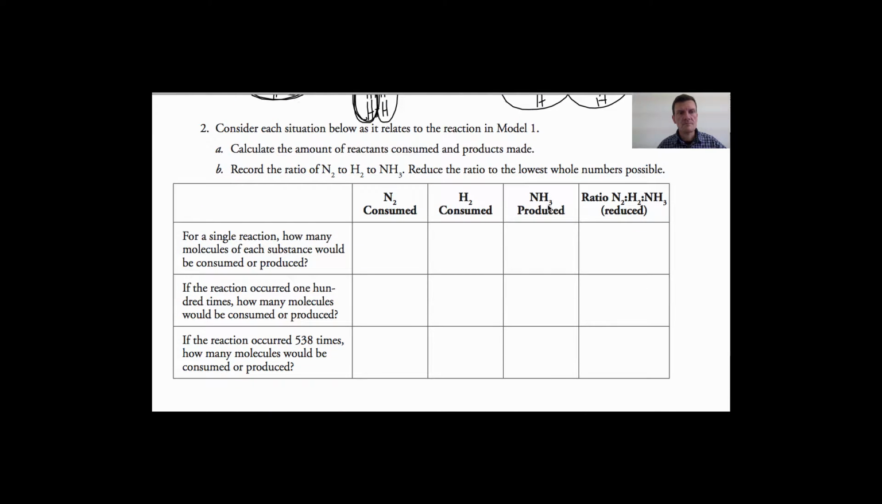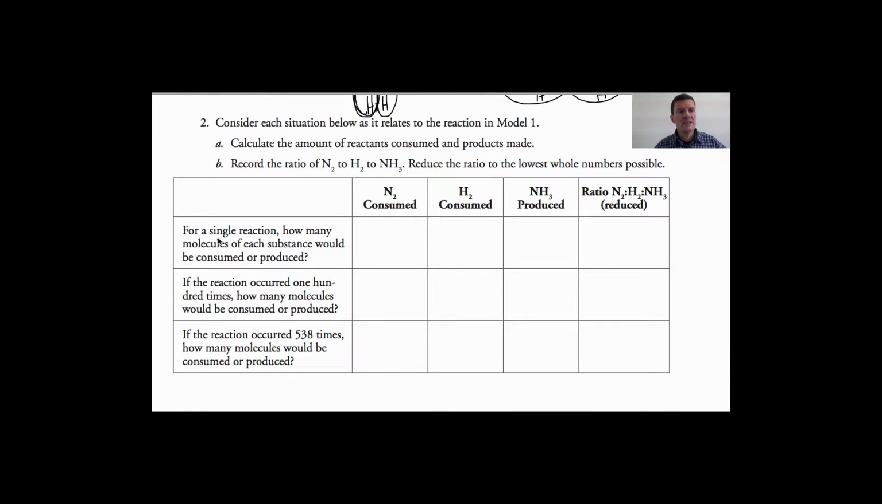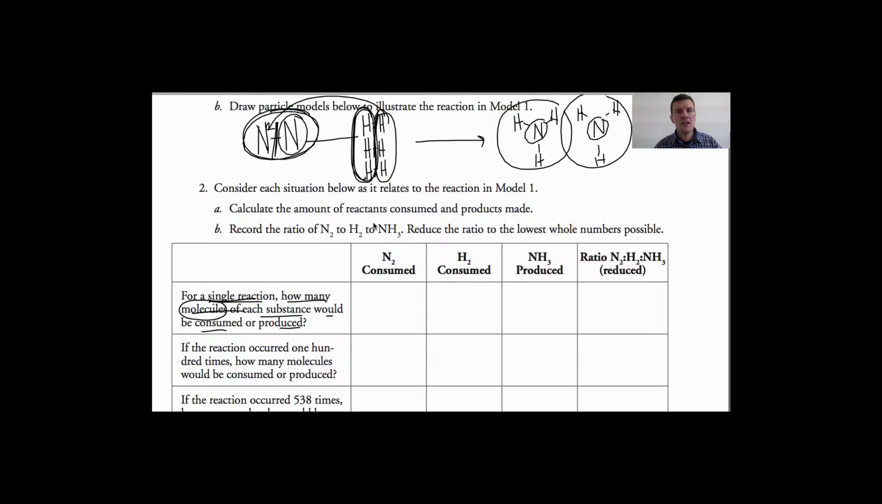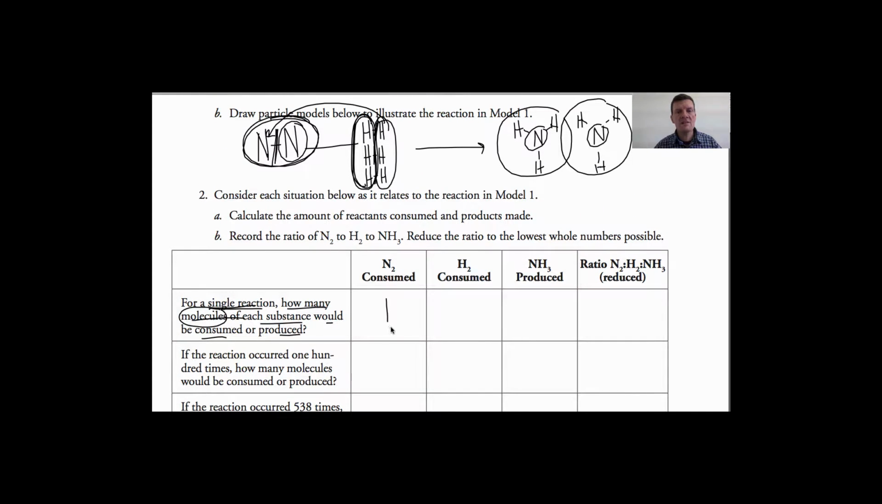Okay? All right. For a single reaction, how many molecules of each substance would be consumed or produced? So, nitrogen, we're talking about molecules now, individual molecules in a single reaction. Molecules, we have 1 of nitrogen, 3 hydrogens producing 2. So it is a 1 to 3 to 2 ratio.